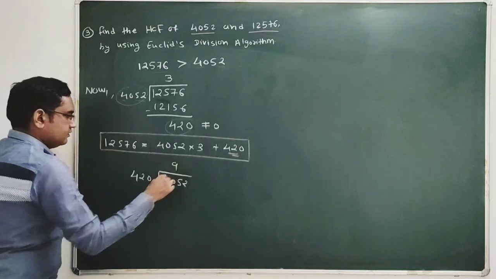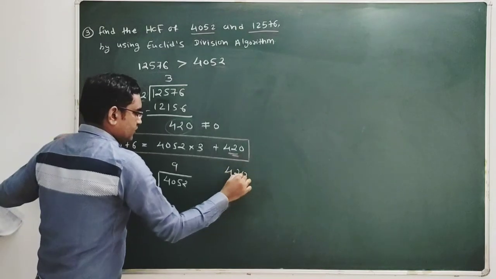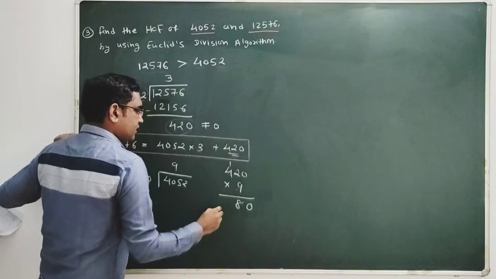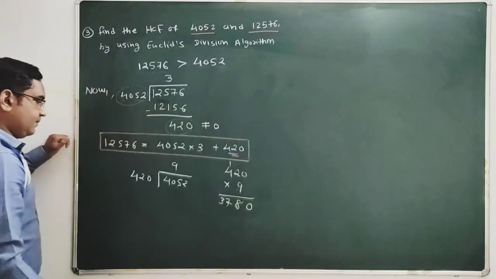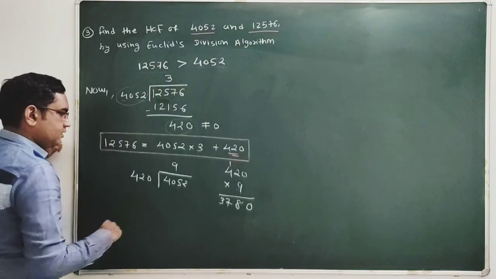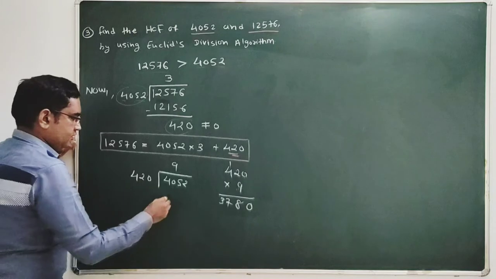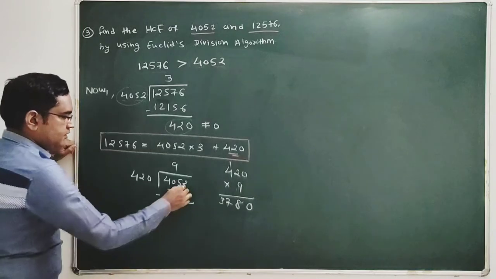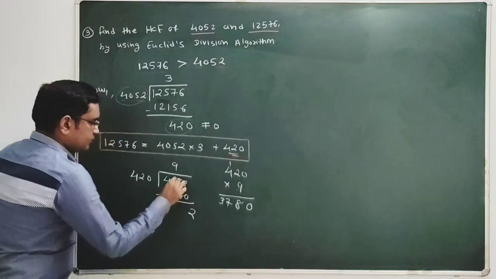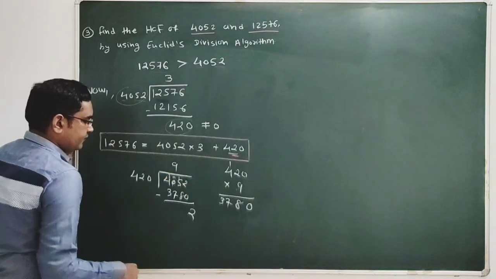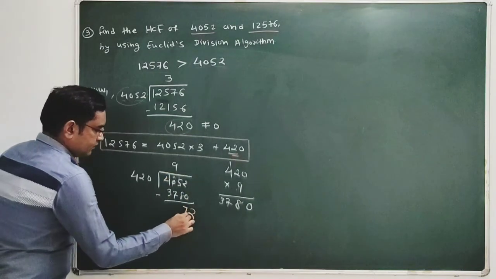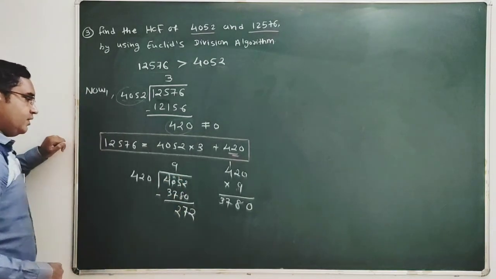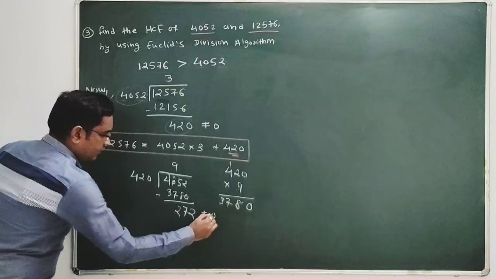Now this can be divided by 9. Check it: 420 multiplied by 9. 9 times 0 is 0, 9 times 2 is 18, 9 times 4 is 36 plus 1 is 37, so it's 3780. If we take 10, it will be more than 4052. Now subtraction: 2 minus 0 is 2, 15 minus 8 is 7, 9 minus 7 is 2. Done. So it's 272, and again this remainder is not 0.